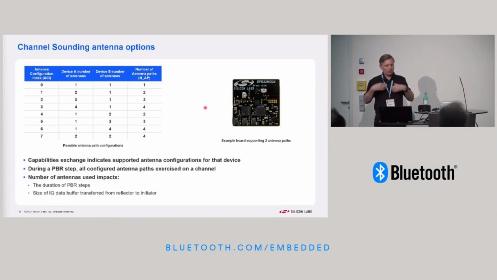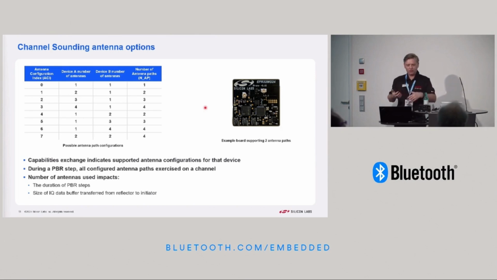And this is all communicated during the capabilities and configuration. These configurations can change over time, and in some cases, maybe a system would want to use a single antenna versus multiple antennas, and that's okay as well. But I just wanted to make it clear that the standard does prescribe how to communicate that multiple antennas are supported.